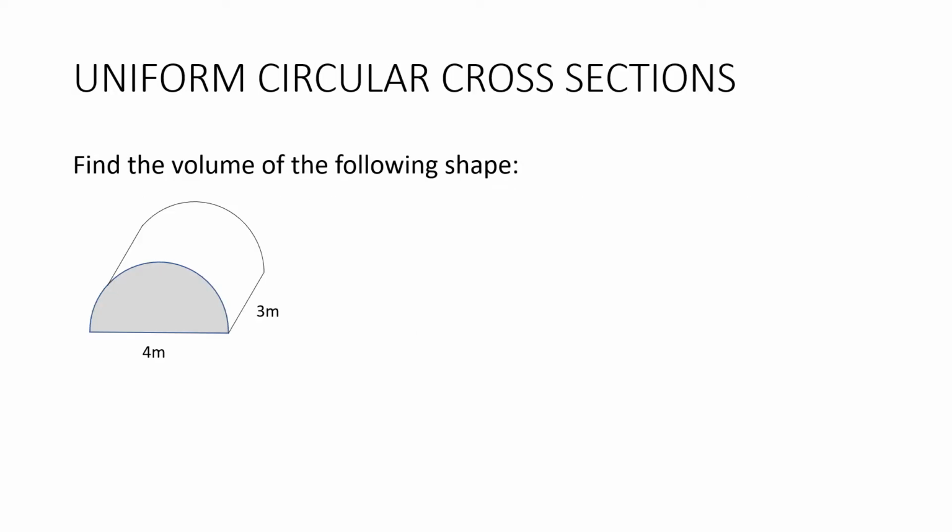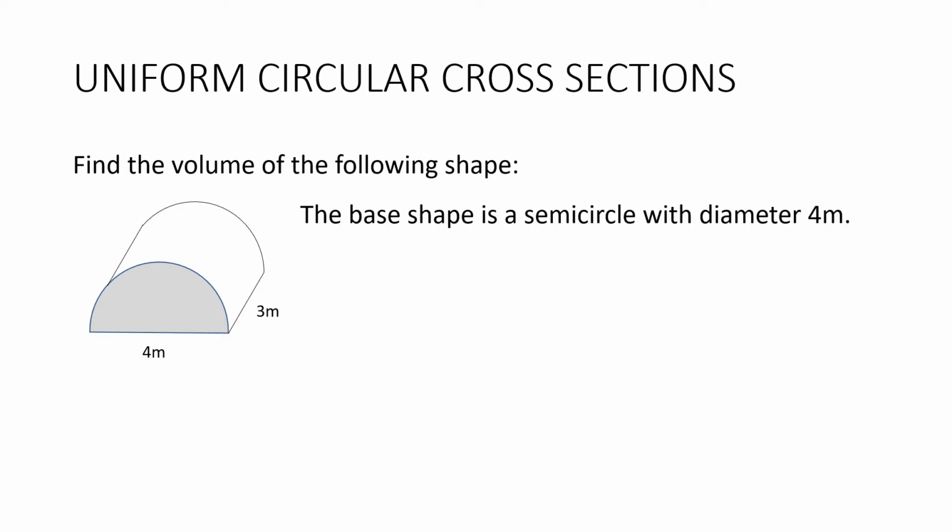We can also work out the volume of shapes that have a uniform circular cross-section, like this one. The base shape here is a semicircle, and it's the same all the way through. So we can work out the area of this base shape and then multiply by the height, and we'll have the volume. So the base shape is a semicircle and has diameter 4 meters. So we've got an extra step we have to do. We have to work out the radius.